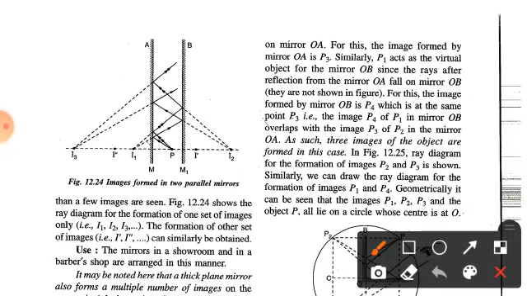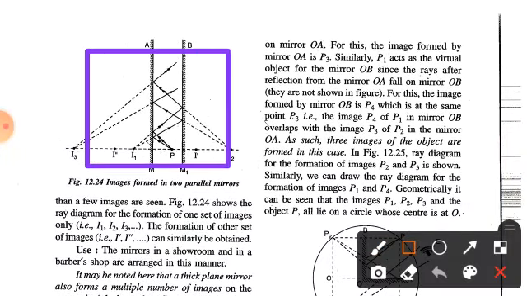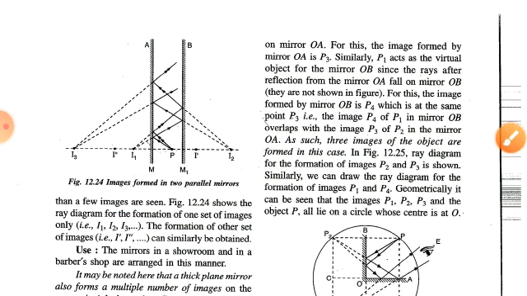You can see here, this is the figure we are talking about. This figure shows the ray diagram for the formation of one set of images, that is only I1, I2 and I3. The formation of the other set of images, that is I dash and I double dash, can be similarly obtained. Now what are the uses?